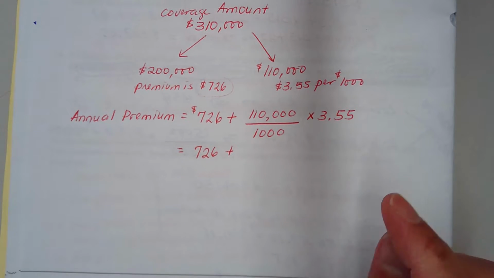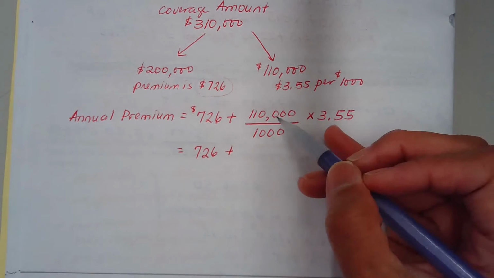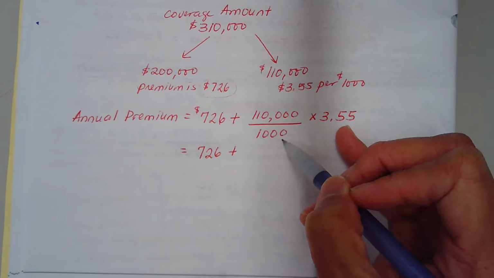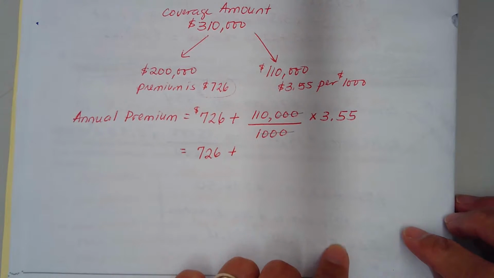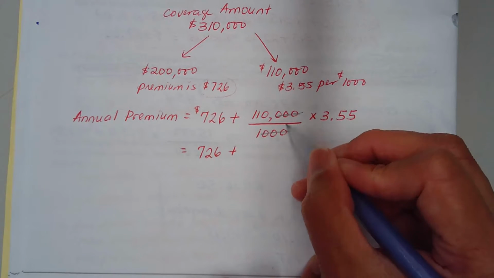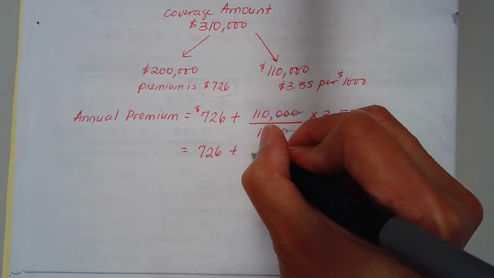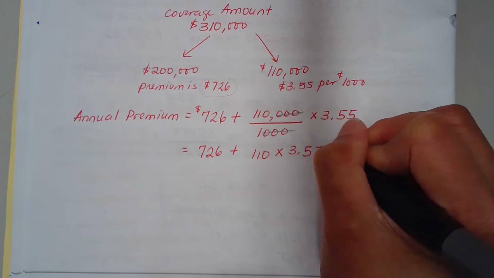Now, I know I've shown you some of the shortcuts with the taxes and everything. Would you like to see the shortcut of this? Yeah, of course you want to do the shortcut. So here we go. 110,000 divided by 1,000. Can you see the three zeros cancel each other out? So what's left over? 110 times $3.55.